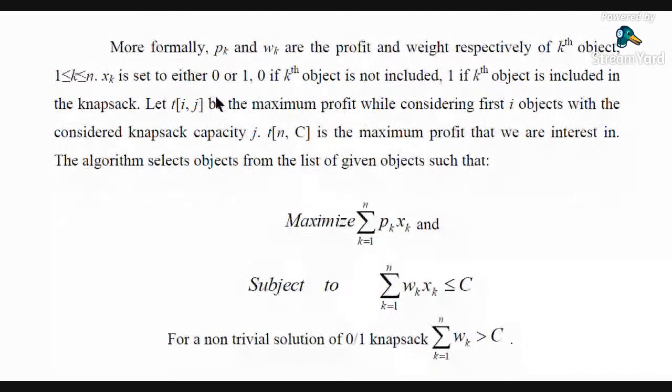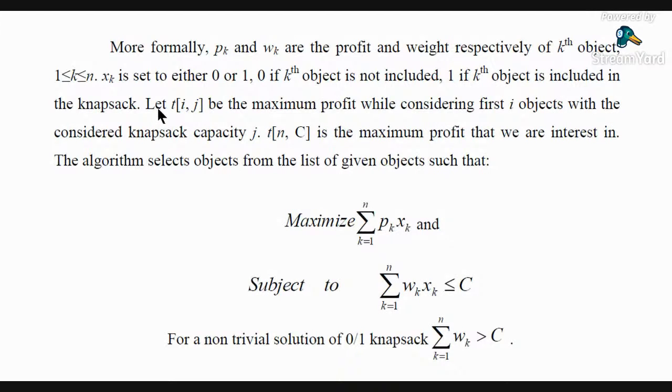Now let's see more formally the problem definition. Pk is nothing but the profit associated with the kth object, and Wk is the weight associated with the kth object. k ranges from 1 to n because n objects are under consideration, and xk is set to either 0 or 1. So x1 is the decision on inclusion of the first object, x2 is the decision on inclusion of the second object, x3 is the decision on inclusion of the third object, and so on. It can be either 0 or 1. If it is 0, the object is not included, otherwise it is included.